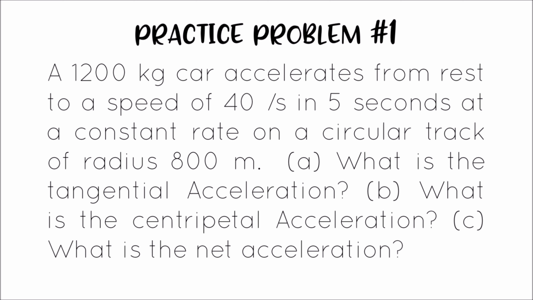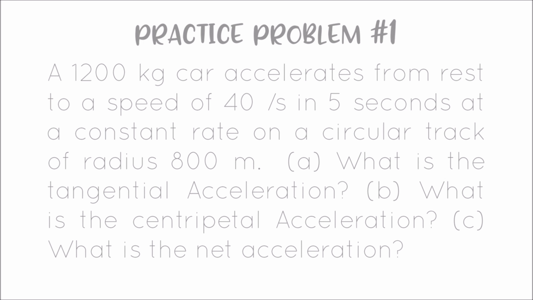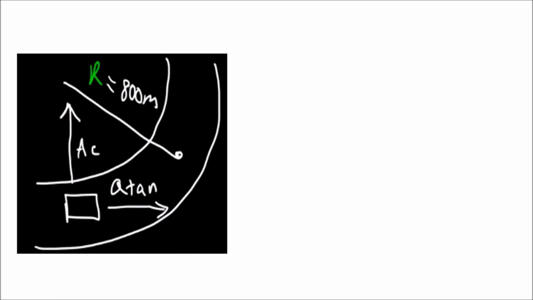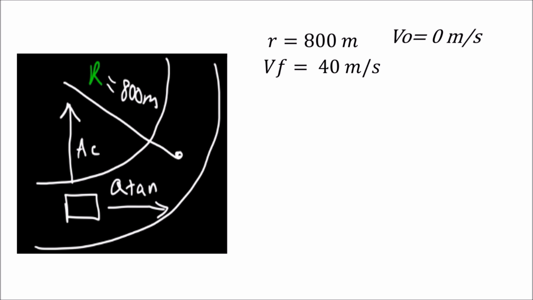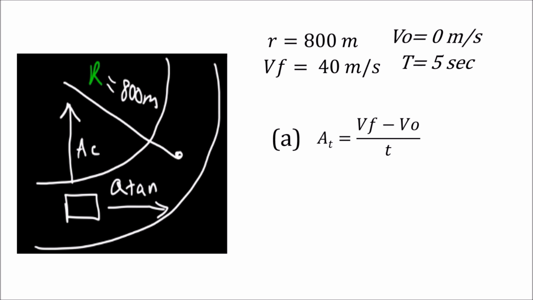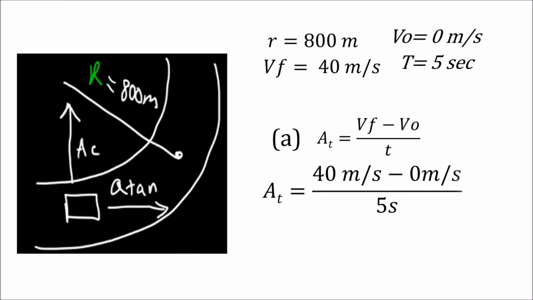First, we will illustrate the problem so we can better visualize it, and then we will write all the givens. The givens are 800 meters for the radius, the final velocity is 40 meters per second, and the initial velocity is 0 meters per second since the car starts at rest, and the time is 5 seconds. Using the formula for tangential acceleration, final velocity minus initial velocity all over time, we will substitute all the givens into the formula, and then we will get 8 meters per second squared.